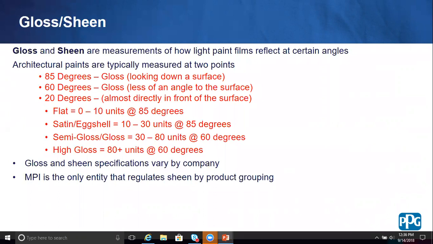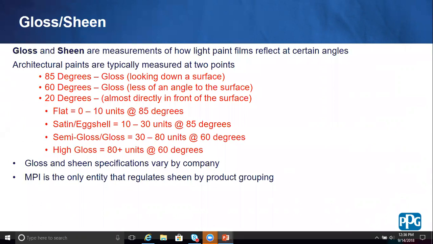So a flat sheen, if it's a dead flat, will be very close to 0. That range goes from 0 to 10 units measured at that 85 degrees, which is the closest to the wall. You have to get close to the wall to see any type of light coming across a flat paint. If it's a 10 unit, that's going to be a fairly shiny flat, almost like an eggshell. Typically washable flats are at about 5 units, and then anything from 5 to 10 would be a very washable, scrubbable flat.